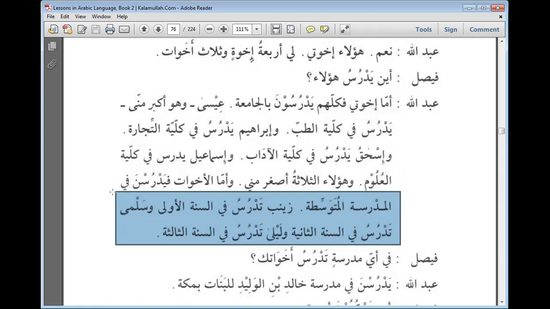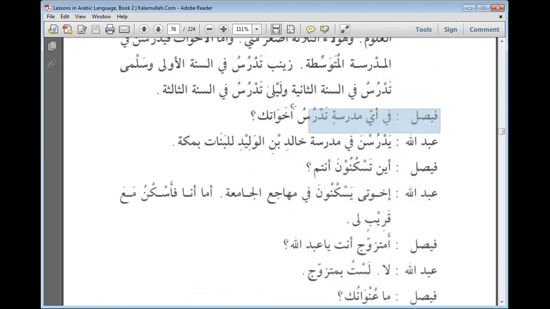Okay, so here we have it again. Zainabu tadrusu fi sanatil ula. Zainab is studying, or she studies, in first year. Wa Salma tadrusu fi sanatil thaniya. And Salma studies in second year. Wa Layla tadrusu fi sanatil thalithati. And Layla studies in third year.